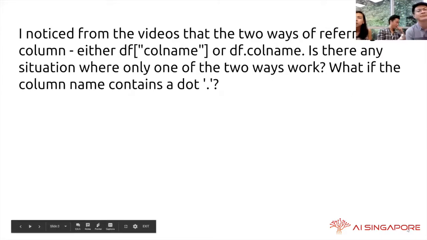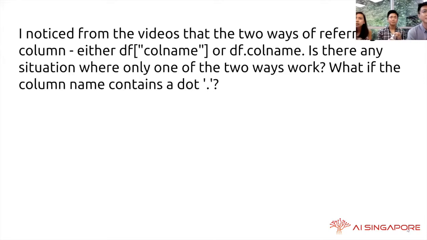The two ways of referring to a column, either df['col_name'] or df.col_name. Is there any situation where only one of the two ways would work? What if the column name itself contains a dot? That is one of two ways in which it will not work. And the second way is if your column name has two words, like big data. So if your column name is called big space data, you can't use the dot format. You have to use the quote format.